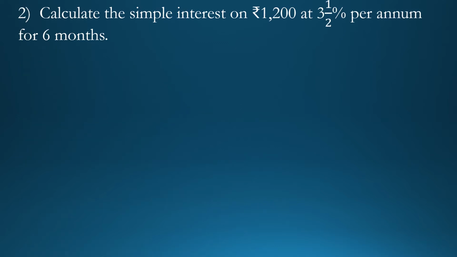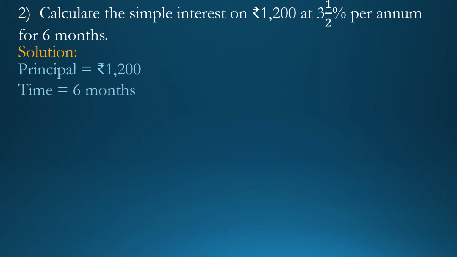The next is question number 2. Calculate the simple interest on rupees 1200 at 3 1 upon 2% per annum for 6 months. See, in this question, principal is equal to rupees 1200 and time is equal to 6 months. Again, time is given in months. So what we have to do? Yes, we have to convert them into year. So write down 6 month is equal to 6 upon 12 year. Now simplify. 6 1s are 6 and 6 2s are 12. So we get 1 upon 2 year.